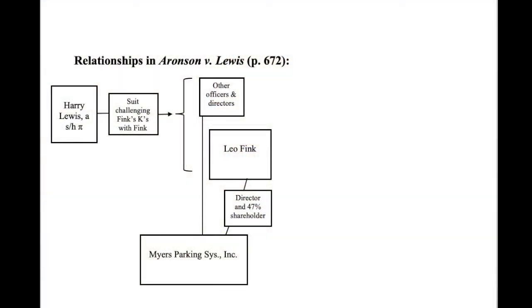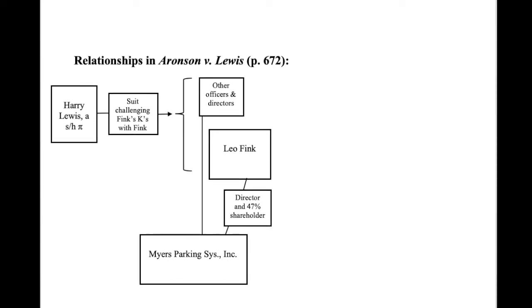Okay, so let's talk about Aronson. Facts are a little peculiar, so let's just take a look at a drawing of it and the couple of rules that follow from it. So let's take a look. So Mr. Lewis was a shareholder in a company called Myers Parking Systems Incorporated. He brought a suit that alleged various fiduciary claims against the management of that company, including its board and officers. One of them in particular was a board member named Leo Fink. He also happened to be a dominant shareholder, had nearly a majority of the shares. And Lewis alleged that Fink dominated the remainder of the management of the company.